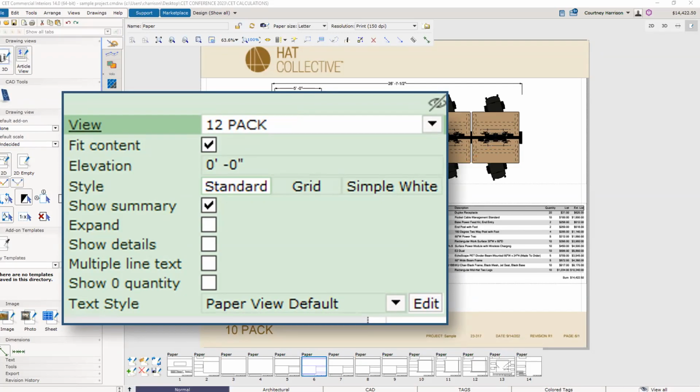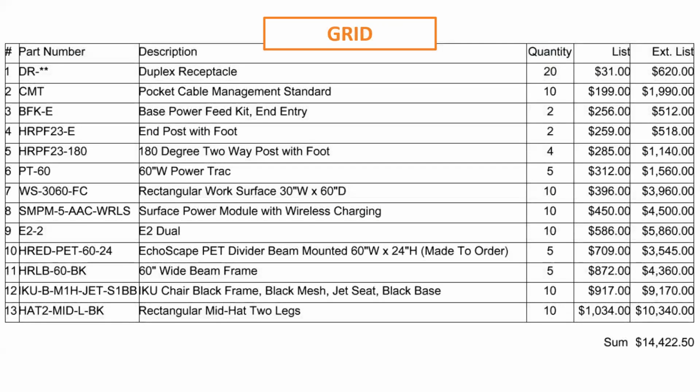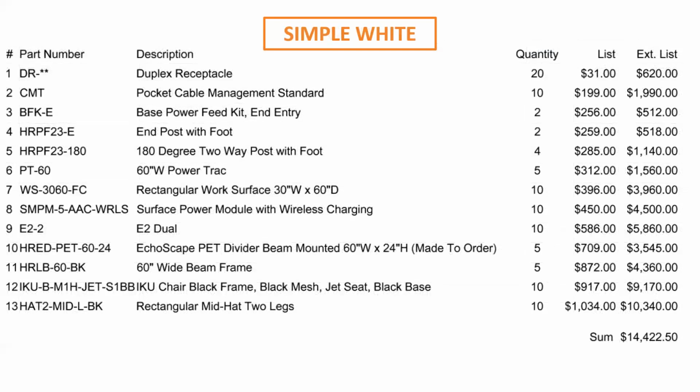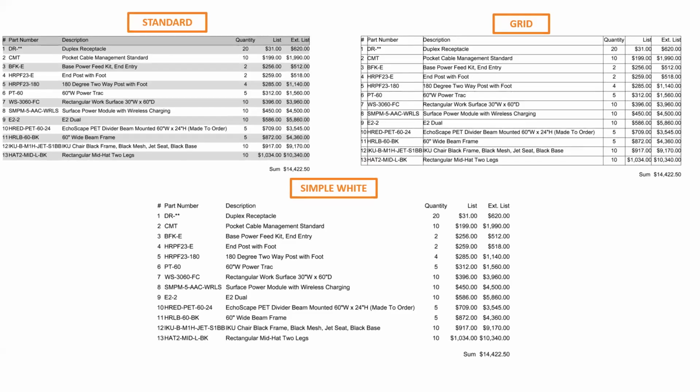You can also change your elevation. This is kind of like controlling where it is on the paper space in terms of thinking about front, middle, and back and overlap. You can change the style here. This is where you can control how the information looks. So this is standard view, grid, and simple white. And here's what all of those look like side by side.